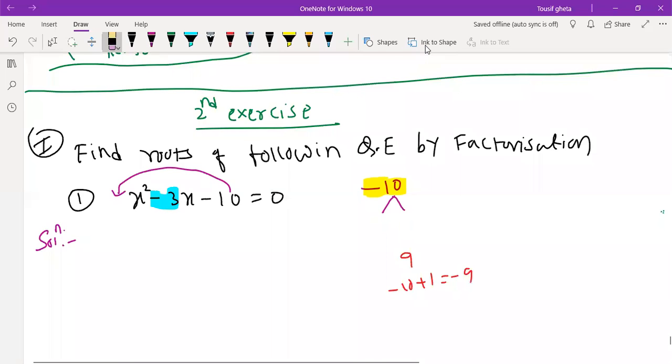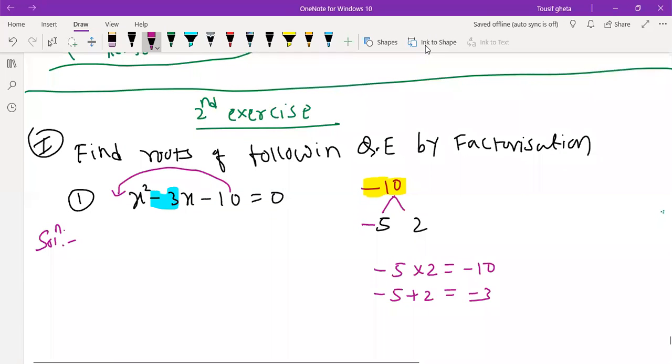Arfa Nuren says 5 twos is better. So let's try 5 twos. As I want minus 3, obviously the bigger number will get minus 5. So minus 5 into 2 will get minus 10. Minus 5 plus 2 will get minus 3. You should be very sure, very much sure about this table.